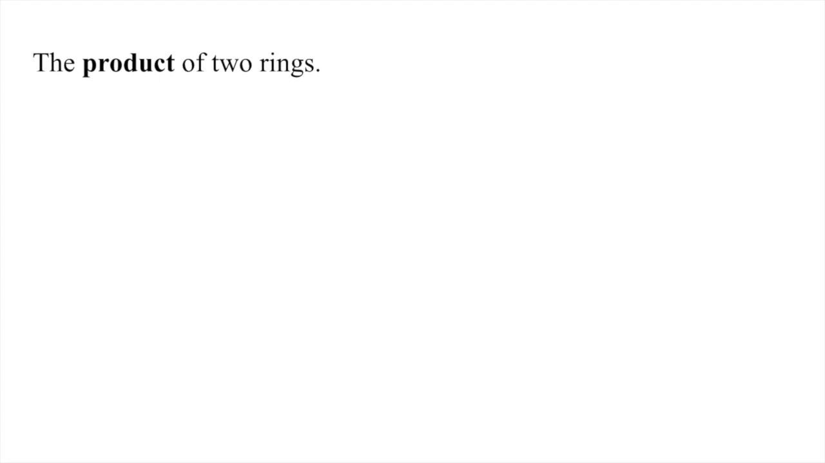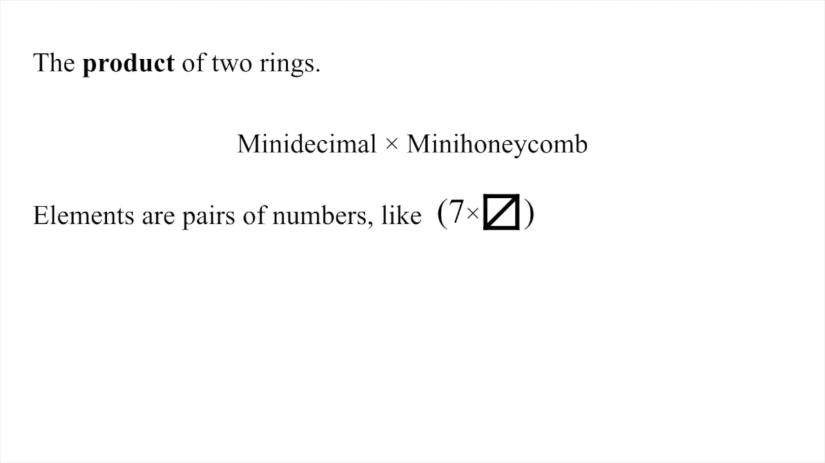This is a way of combining two rings to get a new ring. For example, we can take the product of Minidecimal and Minihoneycomb, and we should get a new system of numbers. Now, the rules for this new system are as follows. Elements of Minidecimal times Minihoneycomb are written as pairs of numbers, one from each. So here we have a 7 from Minidecimal times a 5 from Minihoneycomb. Note that this times symbol here is not actually multiplication. It's basically acting like a comma separating the two of them.